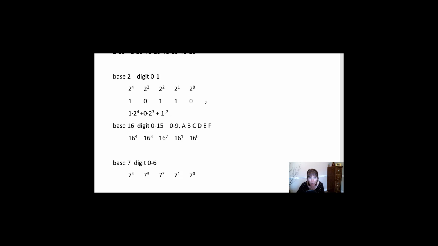2 to the 2. Now, when we're doing this, oops, this is why I'm not going to do this very often, because writing it out just takes a great deal of time. And then it's 1 times 2 to the 1, and this is a 0 times 2 to the 0. Okay, this is the base 10 expansion.